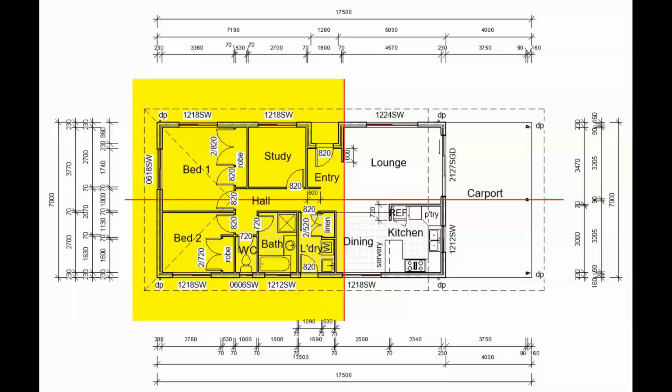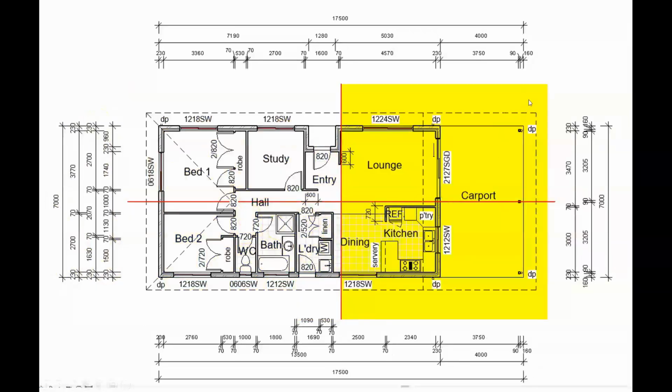So for example, anything that's in this yellow shaded area, which is to the left of our vertical line, these walls, the horizontal walls, will be dimensioned over here on the left hand side of the project. Similarly, anything in this yellow section on the right hand side of our vertical line will be dimensioned over on the right hand side of the project.